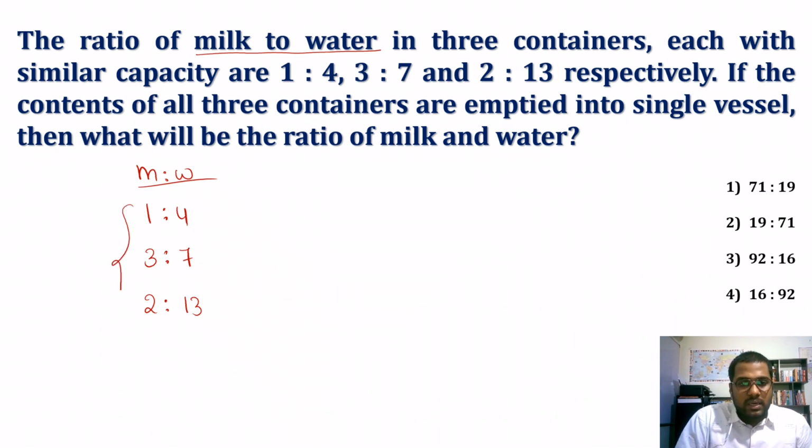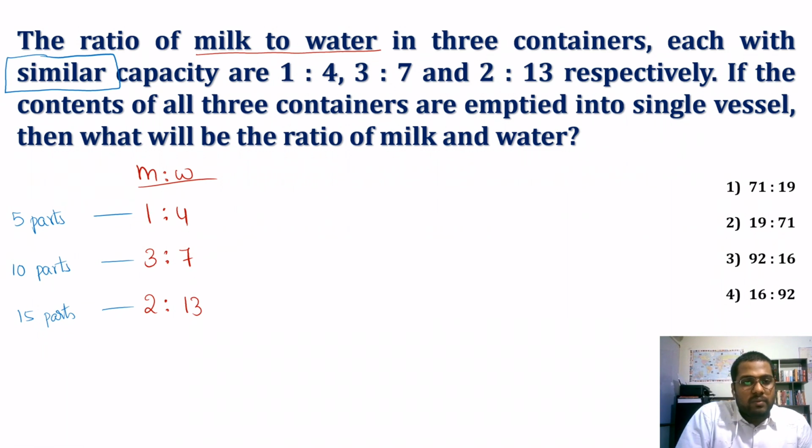See, these 3 containers are mixed, but before mixing one condition is given, that is all the 3 vessels are of same capacity. But in the ratios you can notice the first ratio is having 5 parts. So the first container volume is 5 parts only. Second container volume is 10 parts and third container volume is 15 parts. We are given the containers are having same capacity.